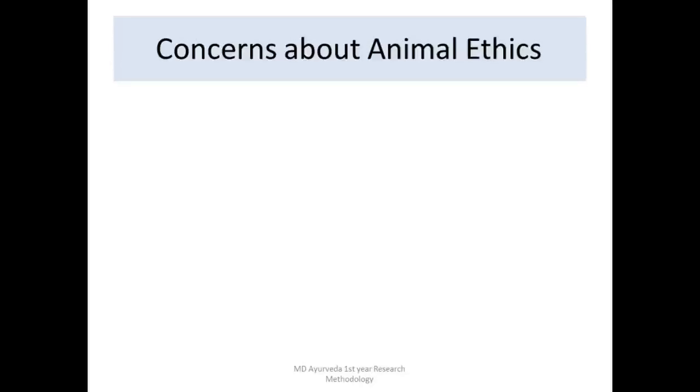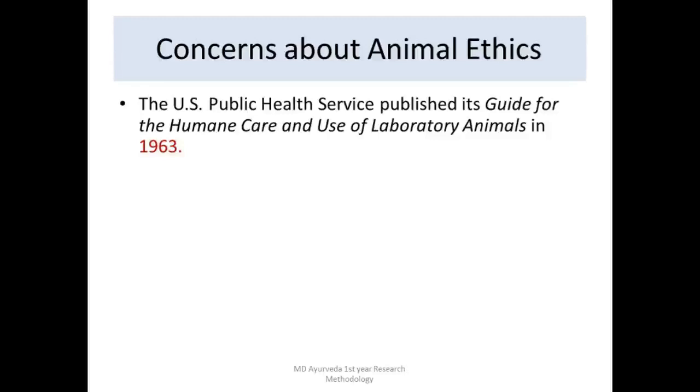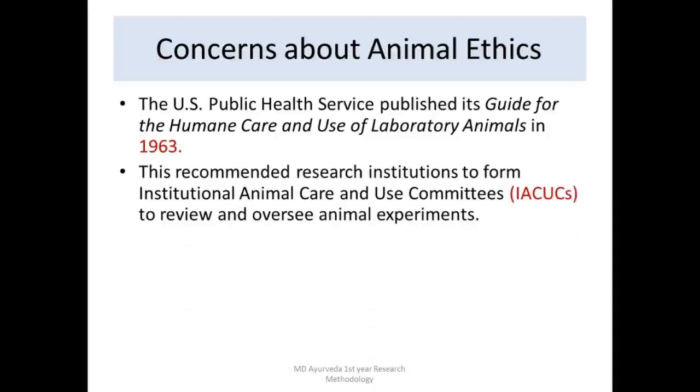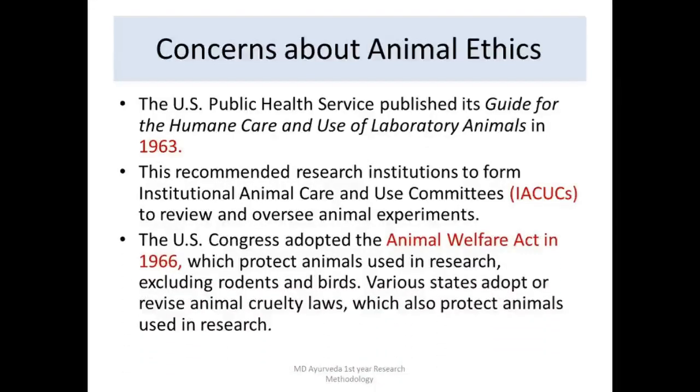Concerns about animal ethics. What are the concerns about animal ethics? The US Public Health Service published its Guide for the Humane Care and Use of Laboratory Animals in 1963. This guide recommended that research institutions form institutional animal care and use committees, that is IACUCs, to review and oversee animal experiments. And finally, the US Congress adopted the Animal Welfare Act in 1966, which protects animals used in research, excluding rodents and birds. Various states adopt or revise animal cruelty laws, which also protect animals used in research.